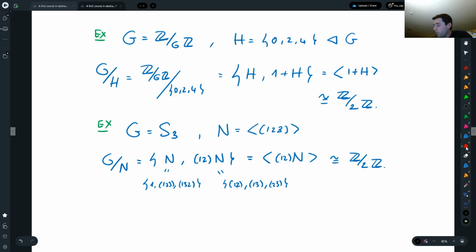This is an example of a group that is non-abelian and the quotient is abelian. Okay, so if G is abelian, the quotient is abelian, but if G is non-abelian, sometimes the quotient is abelian, sometimes the quotient is not abelian. In this case, it is abelian of order 2.